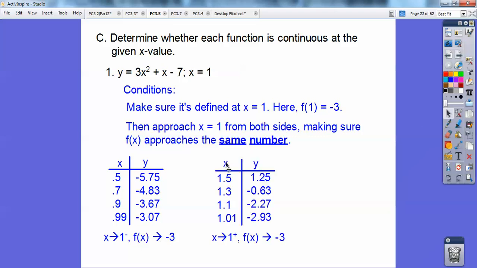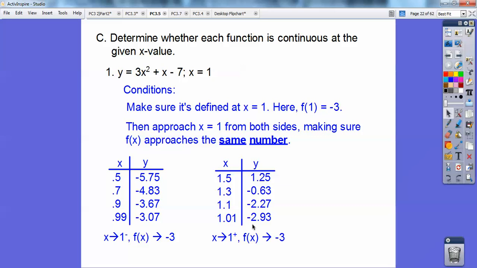Okay, think of a number line, and I'm going towards 1 on the right. X equals 1.5, 1.3, getting smaller, but it's still numbers that are to the right of that. And notice when I plug in all these numbers up here, I find that these numbers are getting closer to negative 3 also. In fact, if I did 1.001, that's closer to 1. This would be like negative 2.99 something.